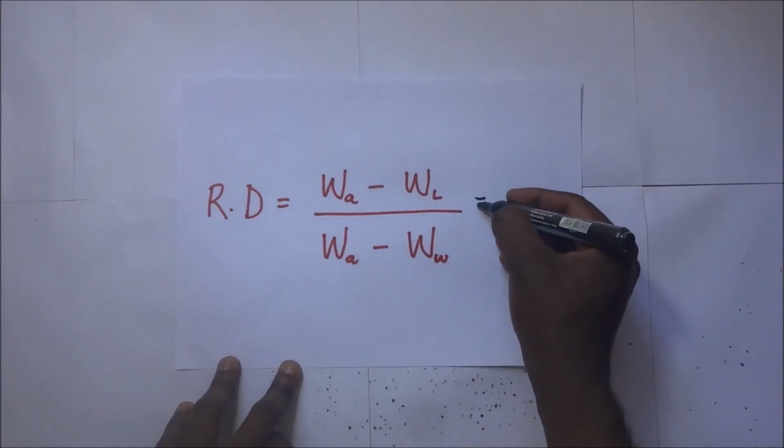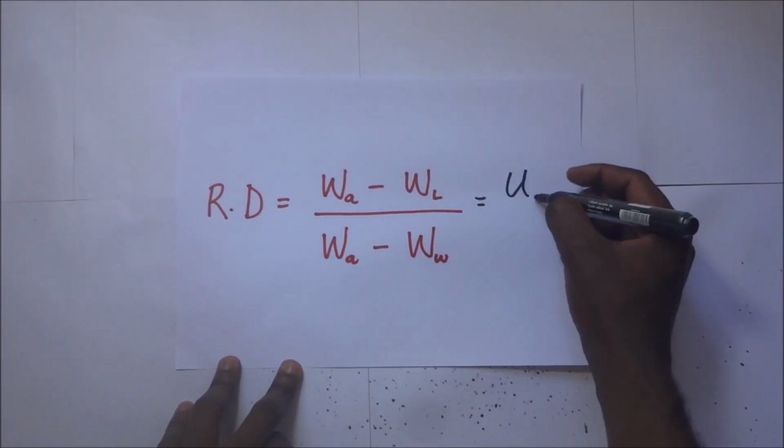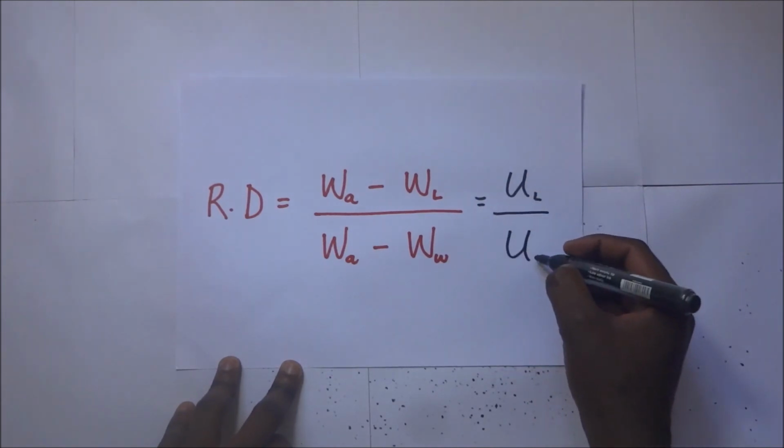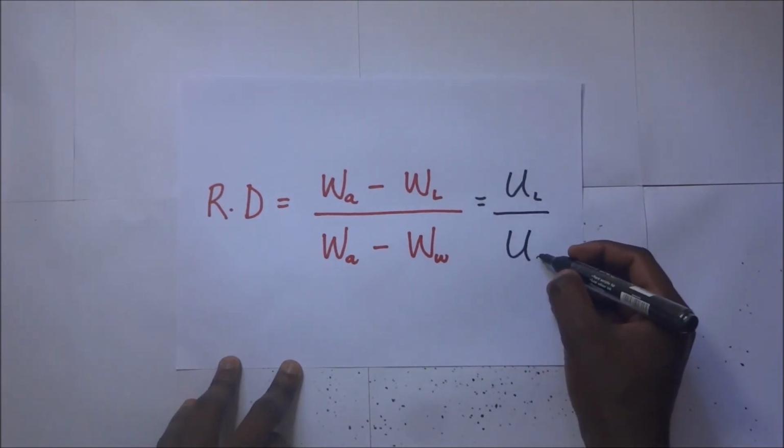This apparent loss can still be referred to as the upthrust in the liquid. Divide that by the upthrust experienced by the body or by the solid in water.